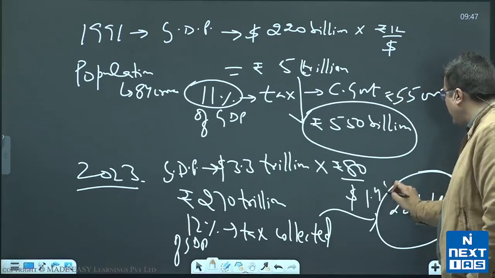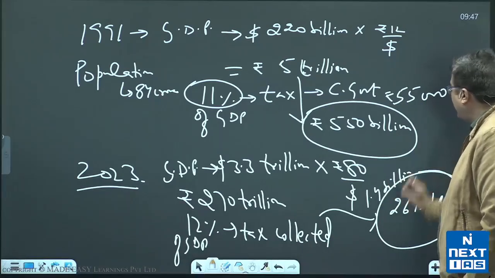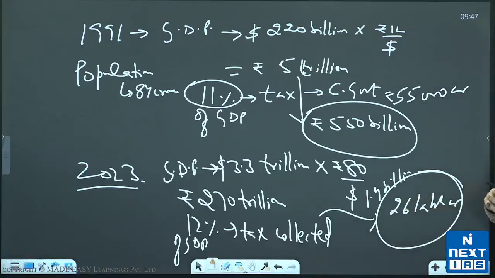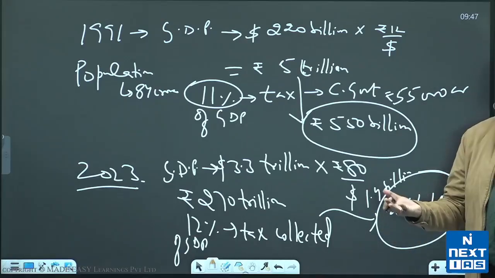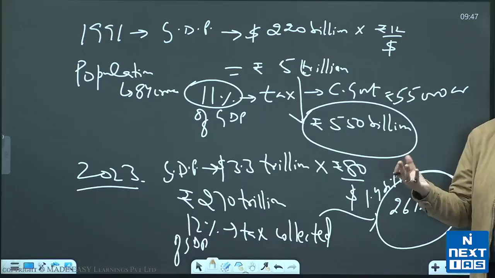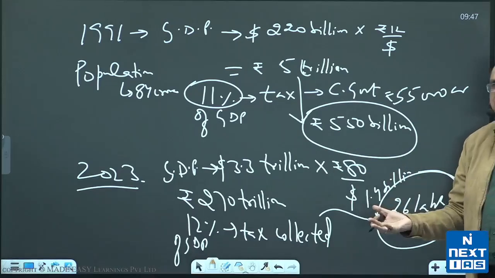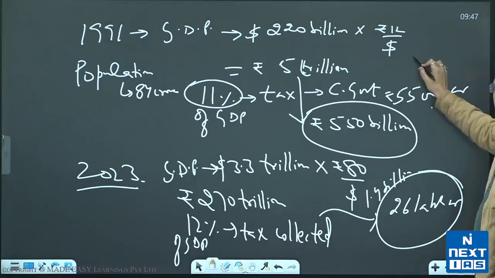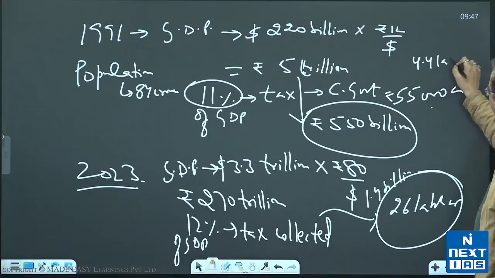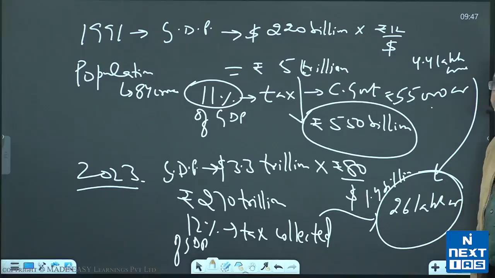Population is 1.4 billion. अगर मैं मान लूं इन्फ्लेशन 8 times भी हो गया, I mean prices have increased from 1 rupee to 8 rupees in the last 30 years, जबकि उससे कम हुआ है, और अगर 8 times भी मान लूं, this 55,000 crore will be something like 4.4 lakh crore. While today the tax collection is 26 lakh crore.